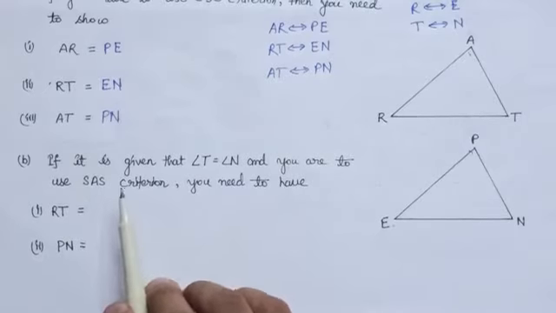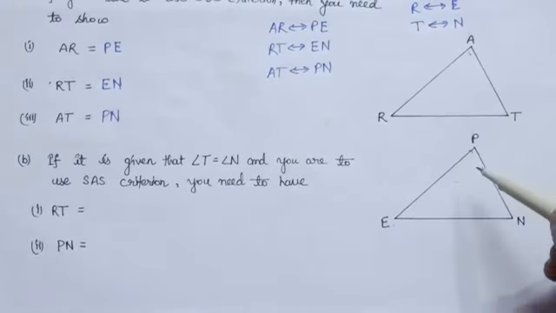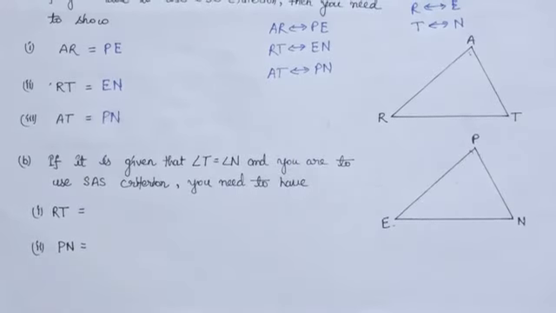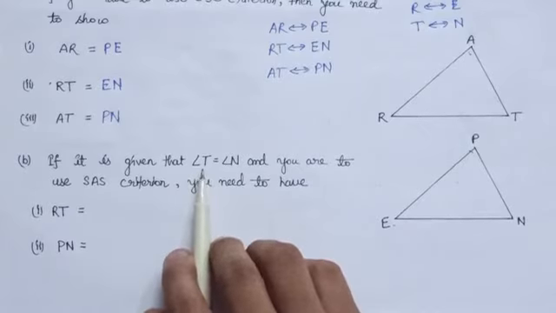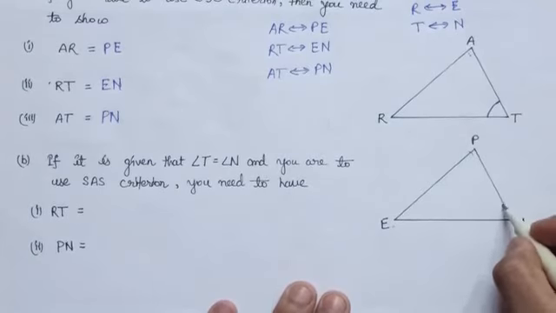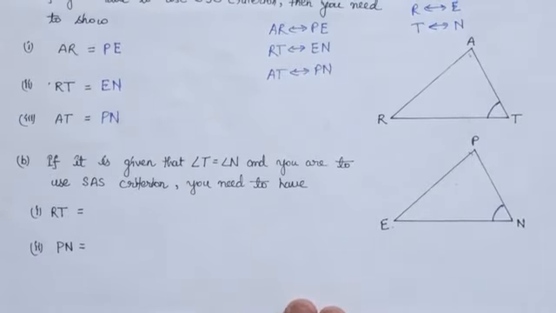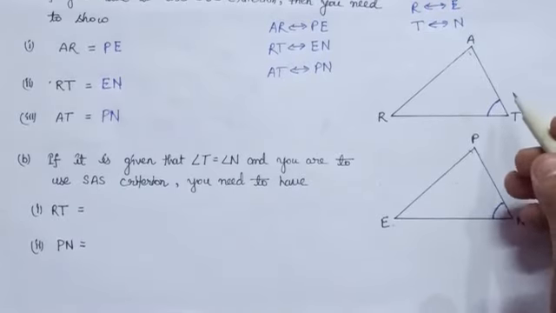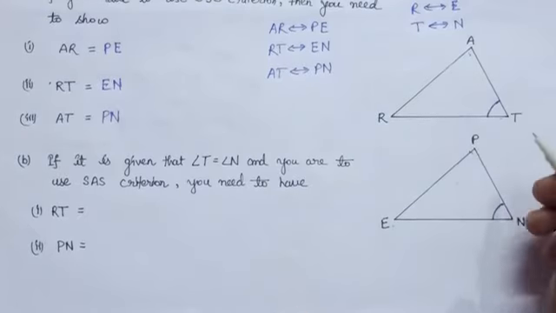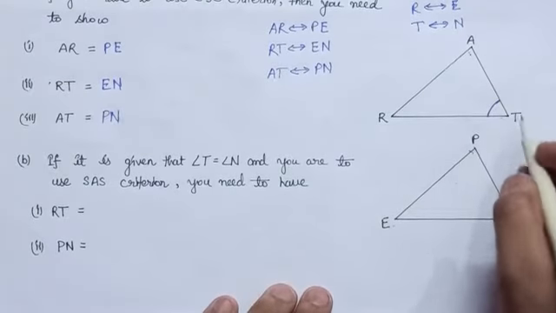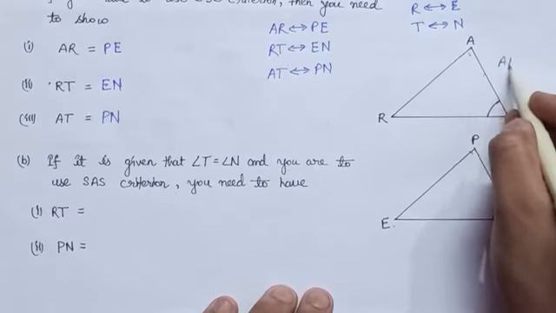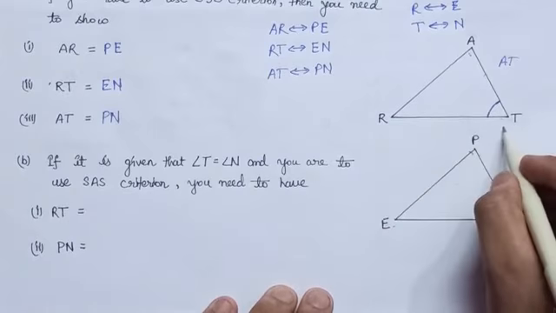Now let us see the next part. In the next part, we have to show the two triangles ART and PEN are congruent to each other by the side angle side criterion. Here it is already given that angle T is equal to angle N. Now first let us find the sides which include the angle T in this triangle RAT. Here in this triangle RAT, you can see that the sides which include the angle T are AT and RT.